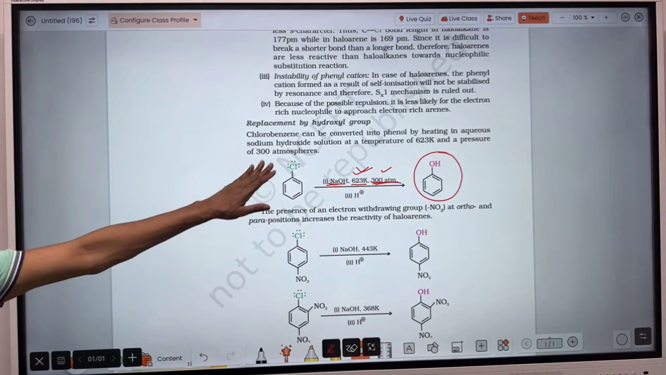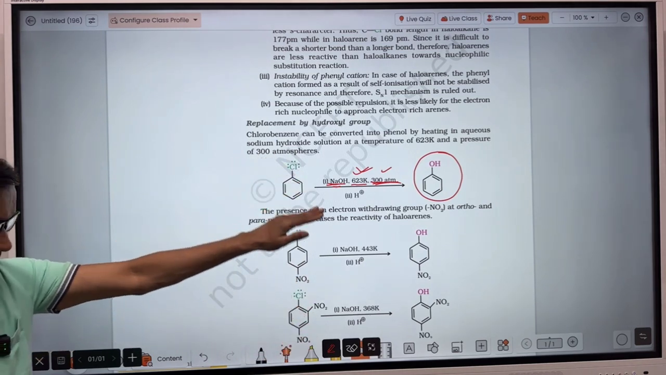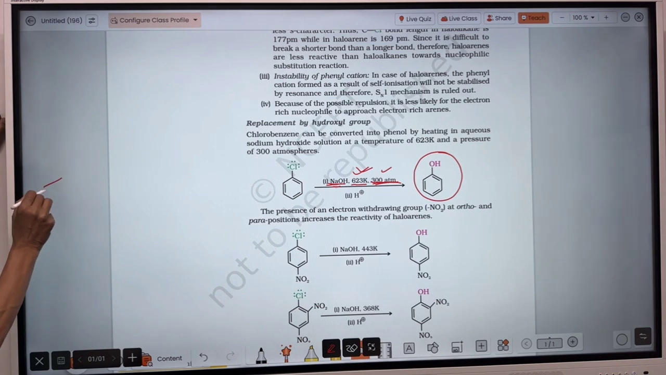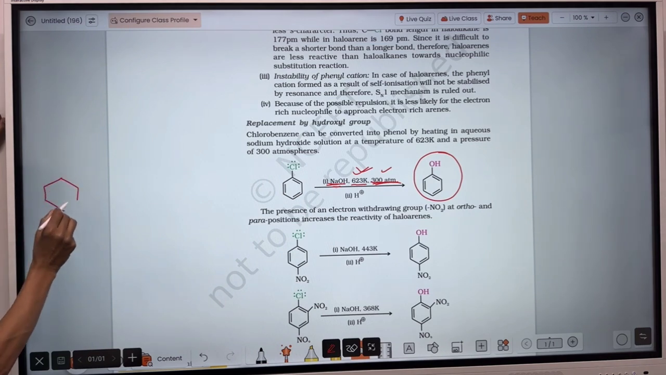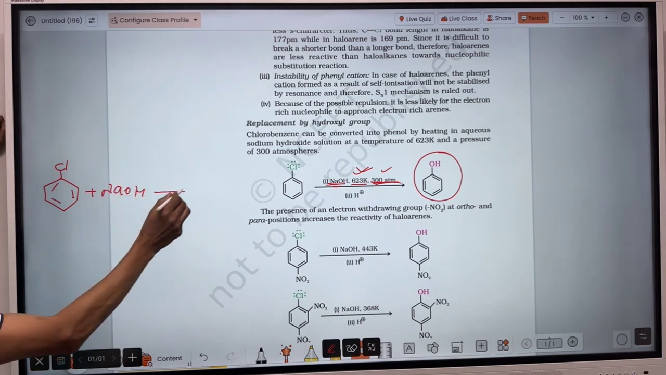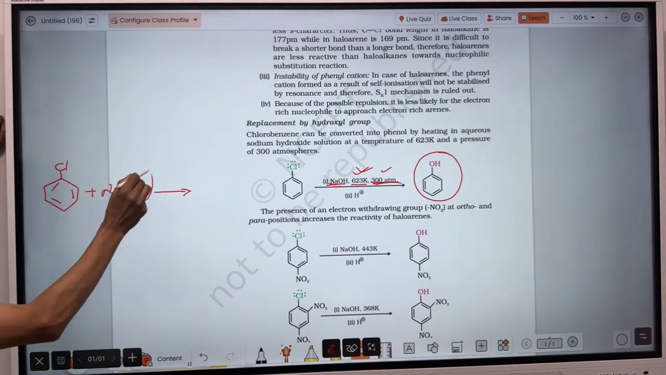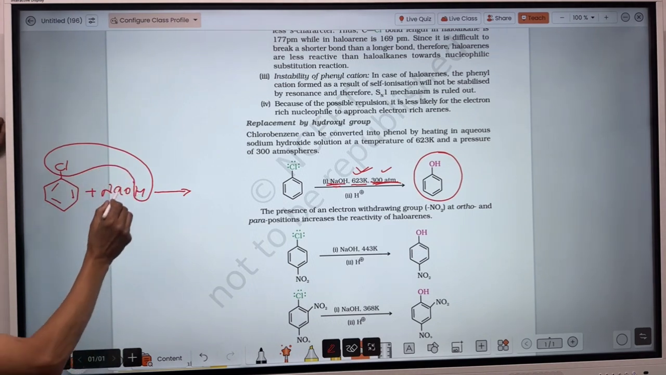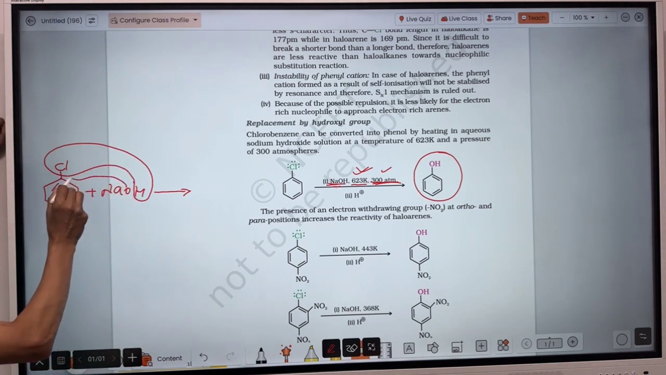Actually, how the reaction takes place, about that I will guide you here. In the same way, you could also solve others. Like here, this haloarene reacts with NaOH at the temperature of 623 Kelvin and 300 atmospheric pressure. What happens when it reacts with NaOH? First of all, the hydrogen combines with this chlorine to form HCl. So the valency of oxygen will get destabilized and that will bond to this carbon.